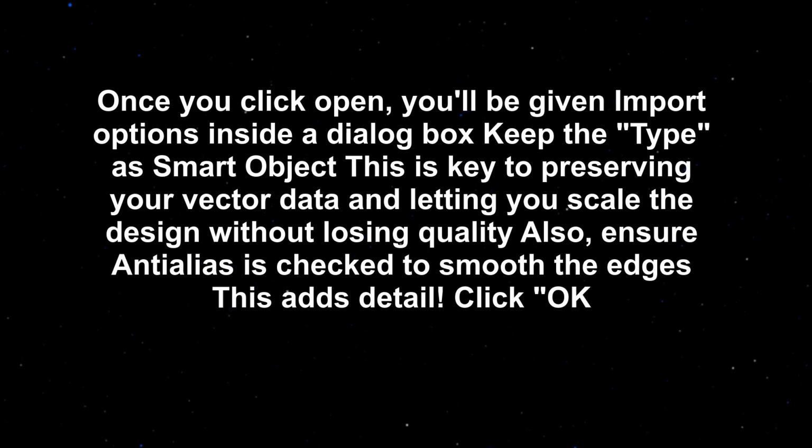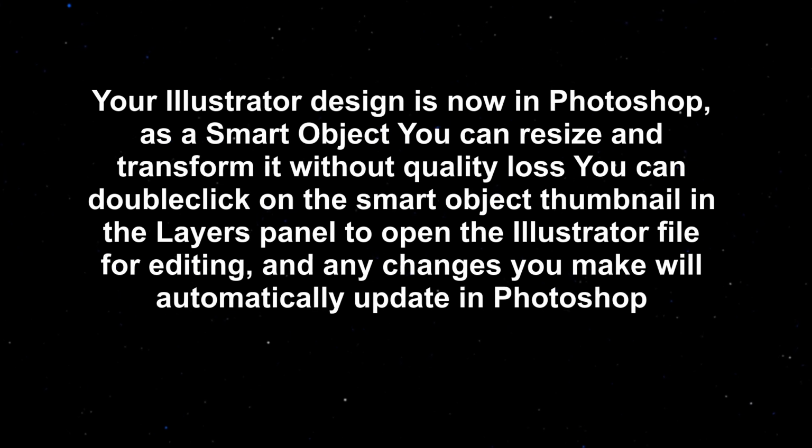Keep the type as Smart Object. This is key to preserving your vector data and letting you scale the design without losing quality. Also, ensure anti-alias is checked to smooth the edges. This adds detail. Click OK. Your Illustrator design is now in Photoshop.